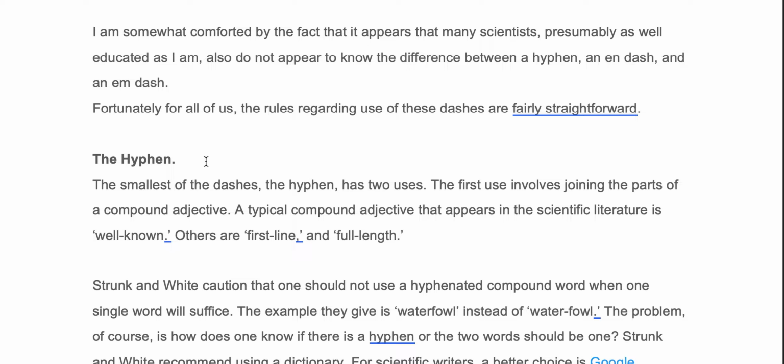I am somewhat comforted by the fact that it appears that many scientists, presumably as well educated as I am, also do not appear to know the difference between a hyphen, an en dash, and an em dash. Fortunately for all of us, the rules regarding the use of these dashes are fairly straightforward.